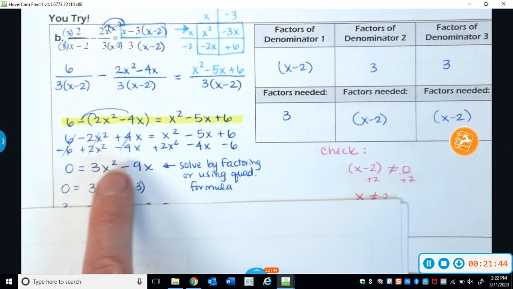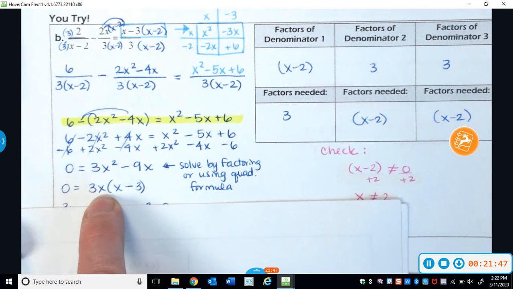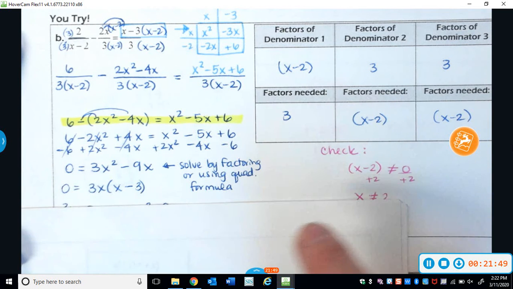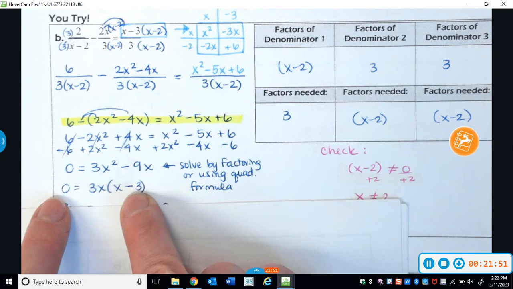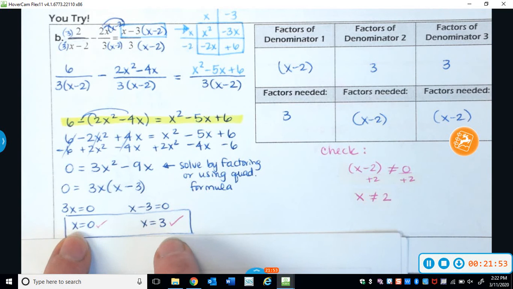I chose to factor this because I saw that it had a common factor and that would be really easy. And so when I solve now, I'm putting each of these factors equal to 0 and solving. Alright, so I got an x value of 0 and an x value of 3.